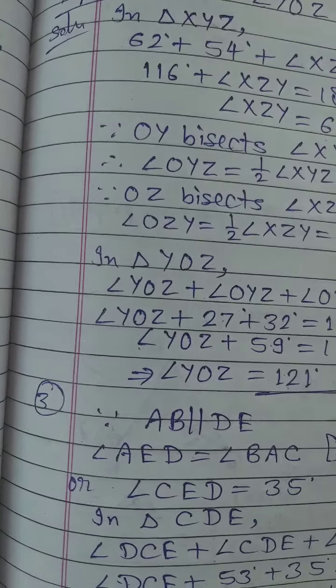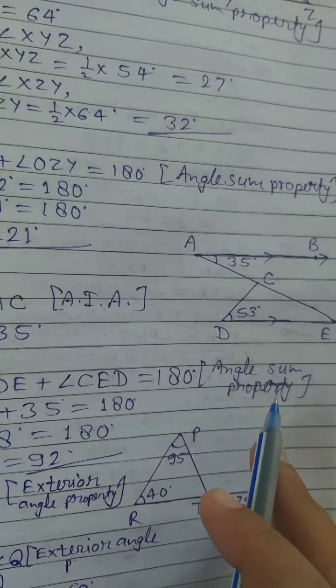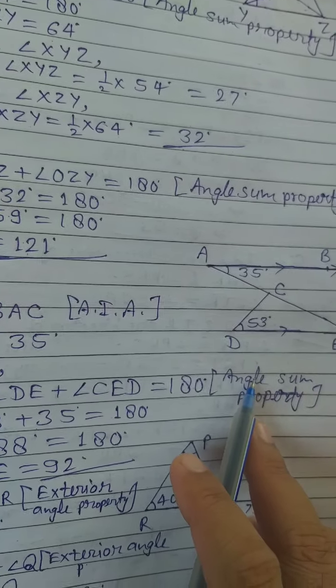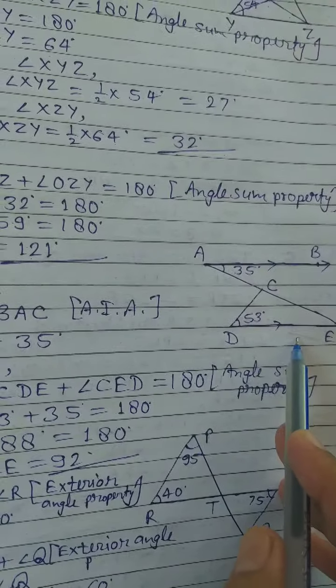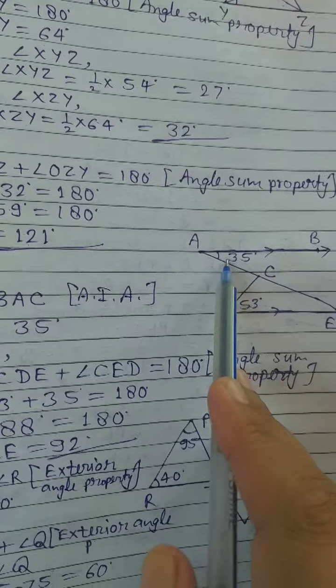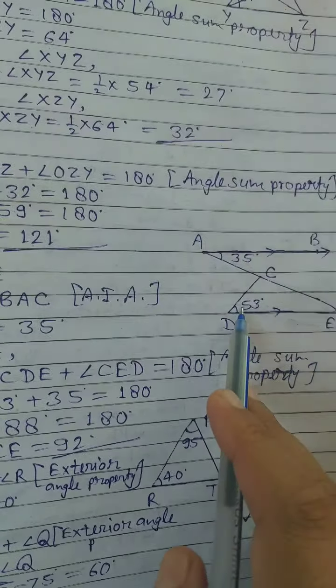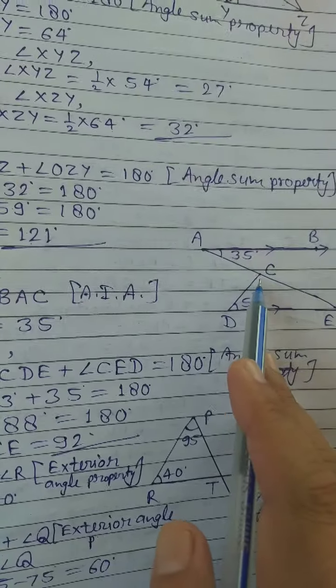Now move to the third question. In the given figure, there is a diagram given. If AB is parallel to DE, and angle BAC equals 35 degrees, this angle 35 degrees, and angle CDE equals 53 degrees, this one 53, then find angle DCE. DCE, this angle we have to find.